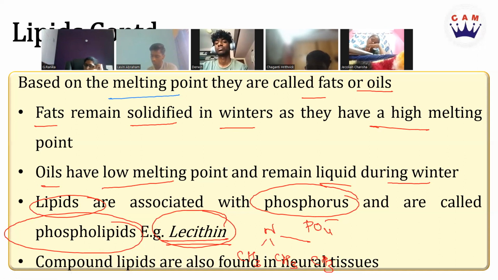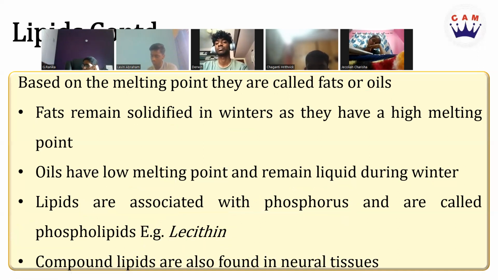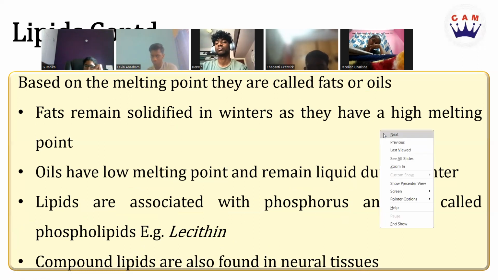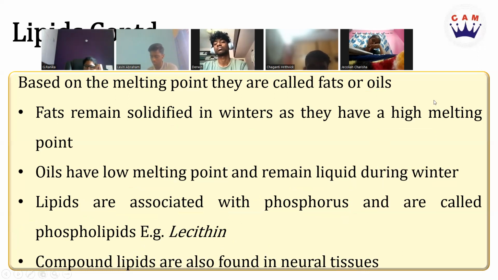So compound lipids are also found in other tissues. As I told you, in neural tissue, it is called as sphingomyelin. Next.